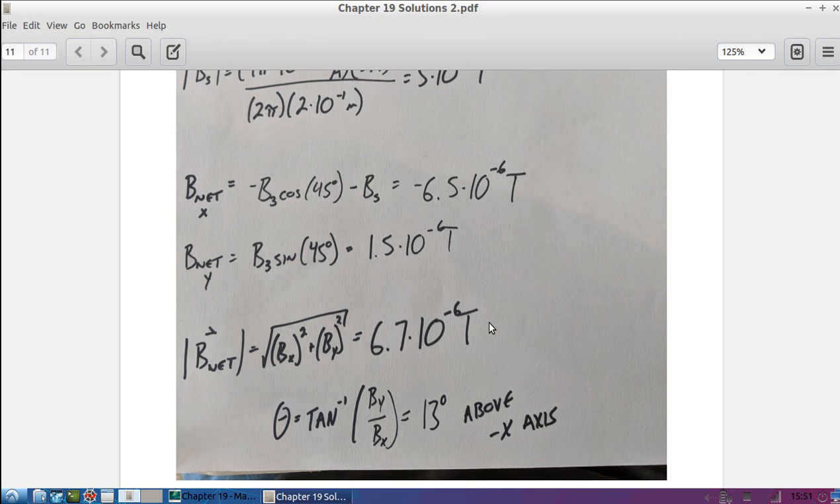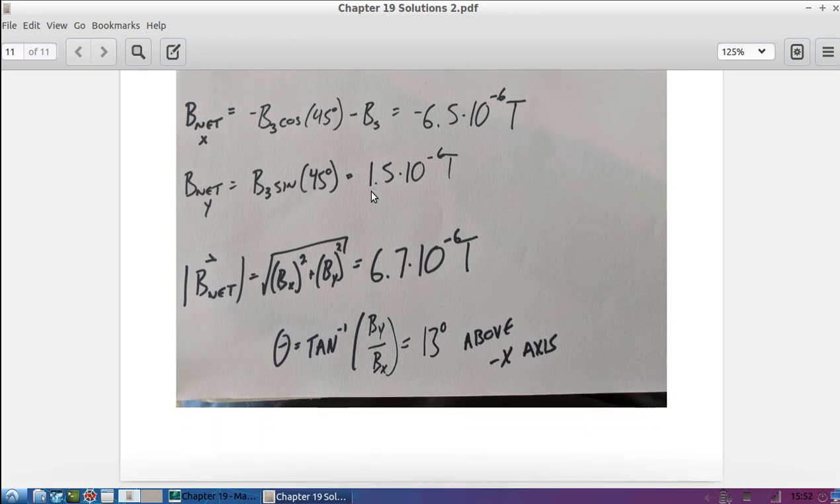I need the angle. I need the direction that this net magnetic field is pointing in. So I take the inverse tangent of the y component over the x component. So I have a positive y component, a negative x component. So my angle is going to be above the negative x axis. Negative x, positive y. I'm pointing in the second quadrant. So this angle that I calculate is above the negative x-axis, and I get 13 degrees. So I'm 13 degrees above the negative x-axis with this magnitude, combination of B3 and B5.